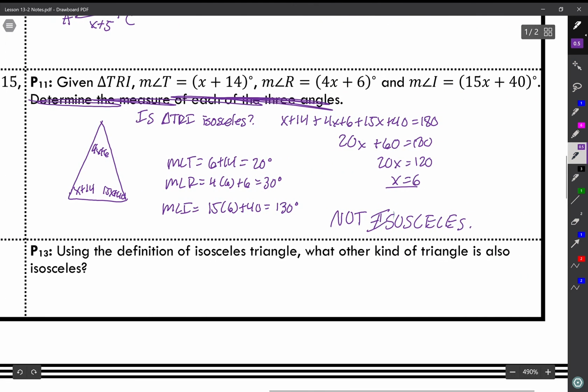13. Using the definition of isosceles triangle, what other kind of triangle is also an isosceles triangle? If at least 2 sides are equal, that means that if 3 sides are equal, it's also isosceles. So an equilateral triangle can technically be classified as an isosceles triangle.